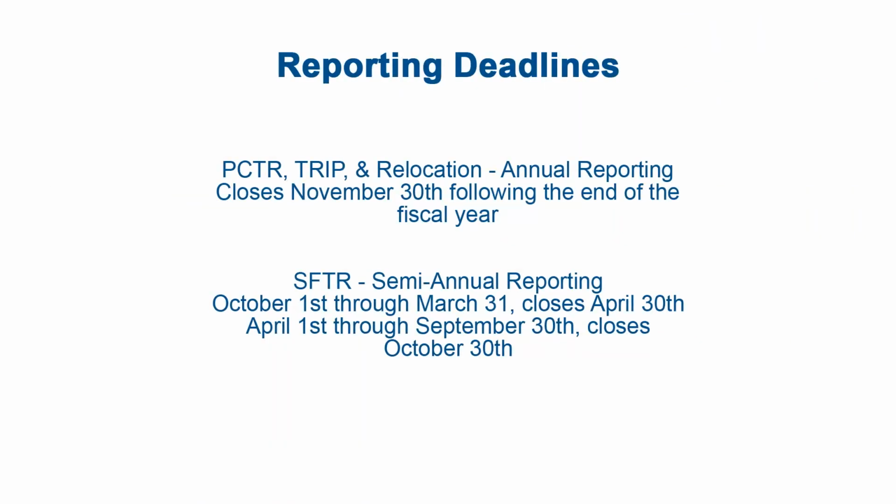The reporting deadlines for the data collection tools are as follows. PCTR, TRIP, and relocation reporting is done annually, with the closing of their respective reporting periods on November 30th, after the end of the fiscal year. SFTR reporting is done semi-annually during the fiscal year, with the closing of the reporting period being 30 days after the end of the 6-month period. So the October 1st through March 31st reporting period closes on April 30th, and the April 1st through September 30th reporting period closes October 30th.